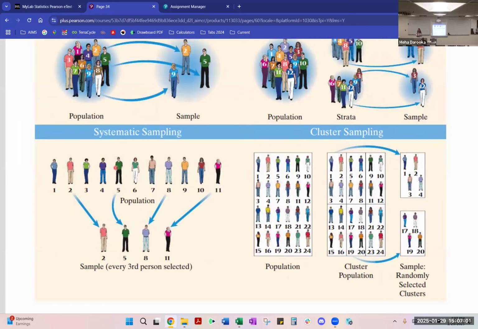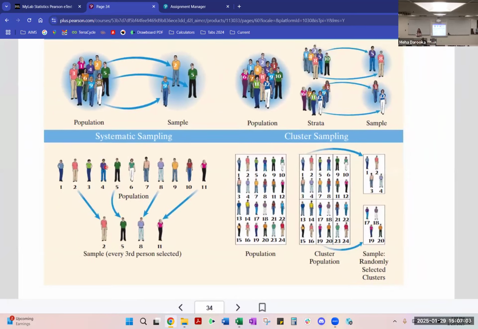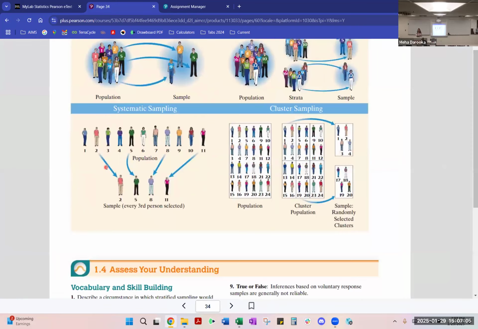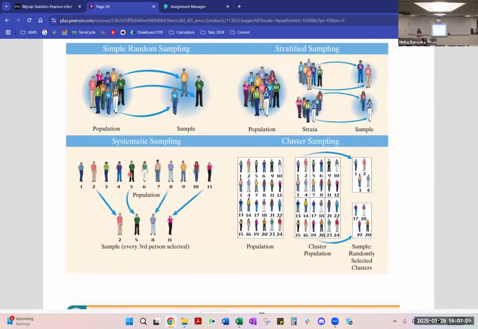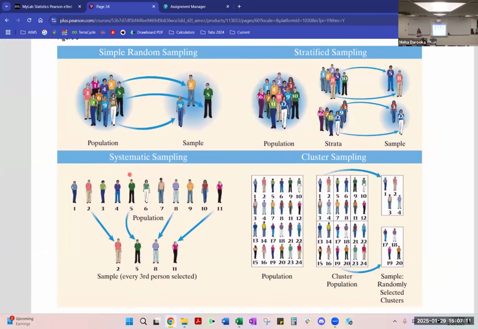Let me make this map a little bit smaller so you can see. So you can see basically simple random sampling, which we talked about on Monday, where you label all the individuals in your population and randomly generate the numbers using a table or the random.org website that I showed you, and you select your sample size.